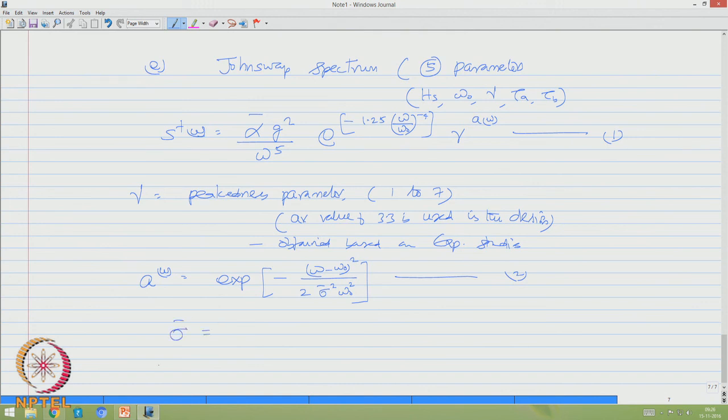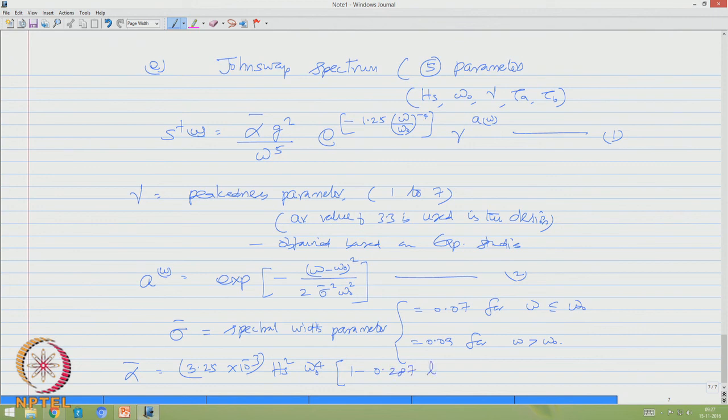Where sigma dash is actually called the spectral width parameter, which is 0.07 for omega less than omega naught and 0.09 for all omegas more than omega 0. Alpha bar is a constant which is 3.25 into 10 power minus 3 Hs square omega 0 to the power 4 of 1 minus 0.287 natural logarithm of gamma.